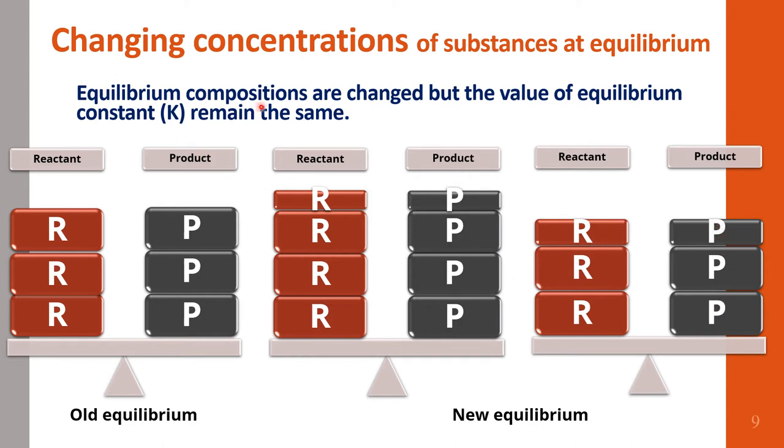The equilibrium compositions are changed. You see that the new equilibrium has a different amount of reactant and product compared to the old one. However, the value of the equilibrium constant K would remain the same or close to the old one.